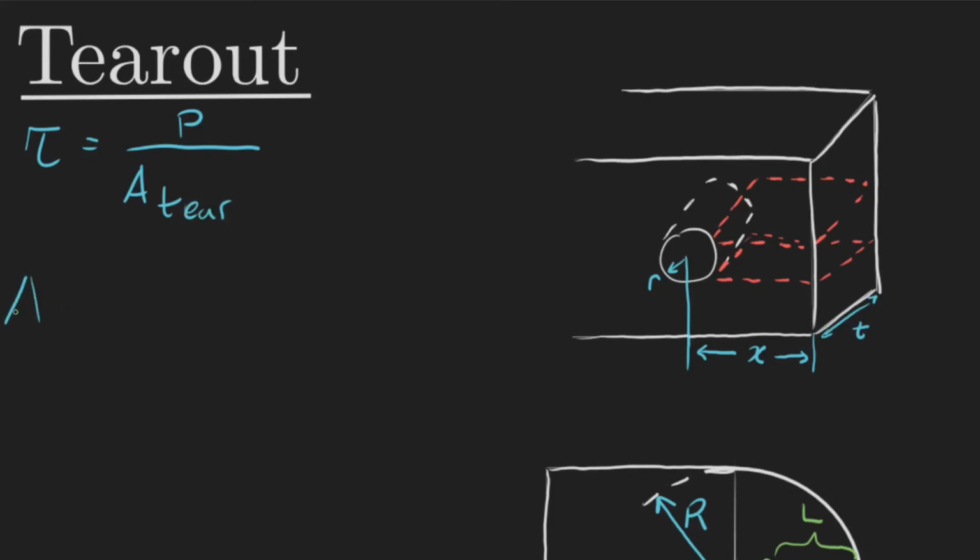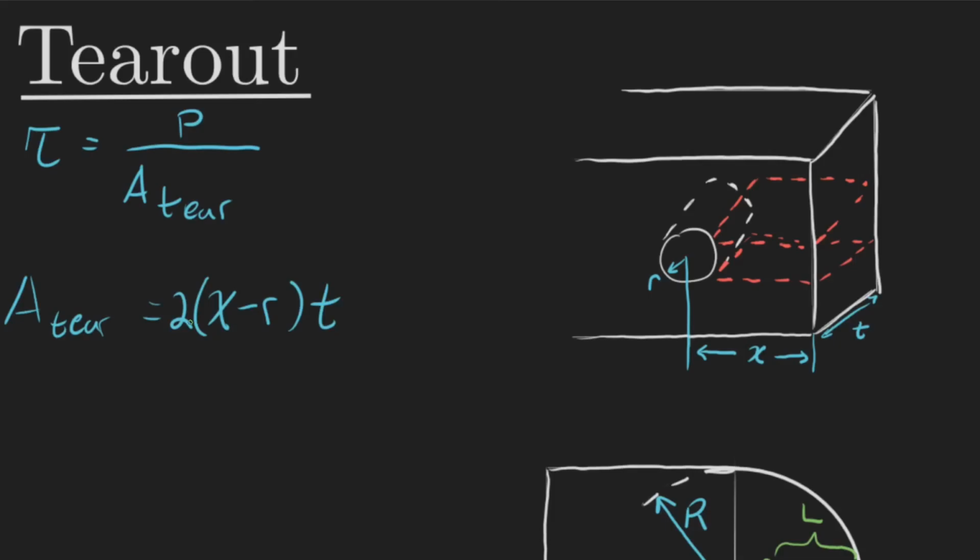Now the area of our tear out is going to be equal to, we're calling this right here X. So the X goes from the edge to the center of our pin, and then our pin has a radius R. So if we go ahead and do X minus R, that will give us essentially the length right here of this red. And then if we multiply this by T, what we get is the area of one of these. So we go ahead and multiply it by 2, and this right here is the area of the tear out.